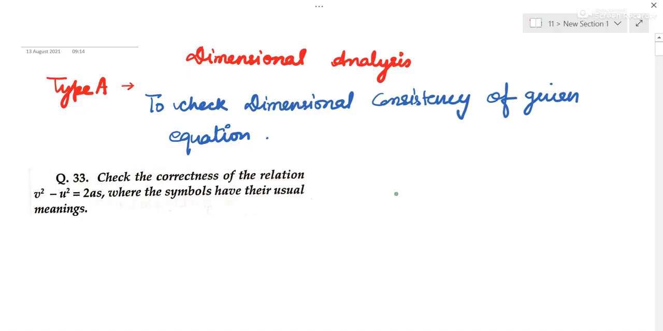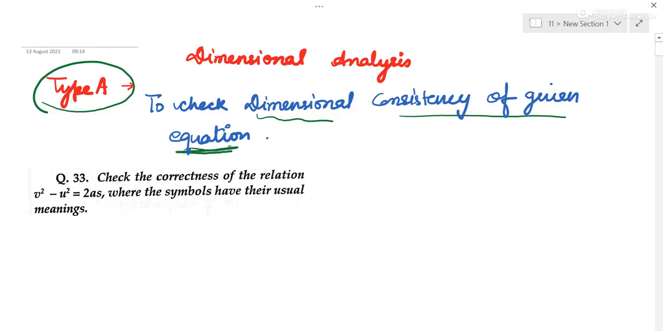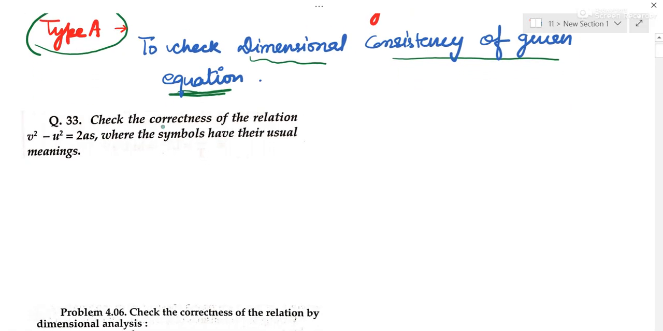Hello children, so this is the first application of dimensional analysis. It helps us to check the dimensional consistency of the given equation. That is, whether an equation is dimensionally valid, correct or not. So let us see the first example. We'll have to check the correctness of the relationship, which is this. This is the third equation of motion. We have to check whether it is dimensionally correct or not.